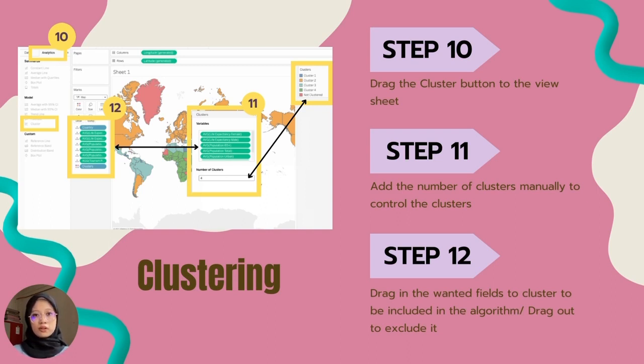Next, in step 12, you can drag a field into the box to include the field for the clustering algorithm, or you can drag it out to exclude it. We should go with 4 clusters and the default variables for a better analysis. Please note that some countries did not fall in any cluster and have been marked as not clustered.